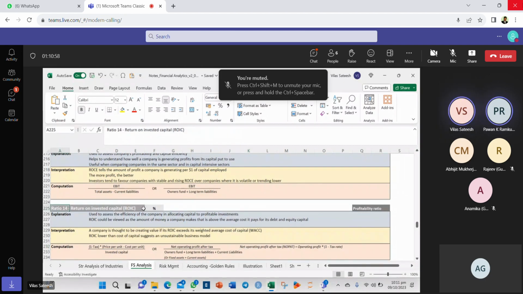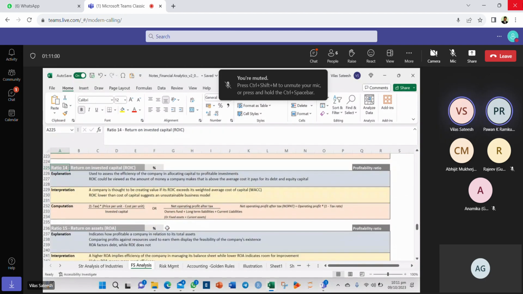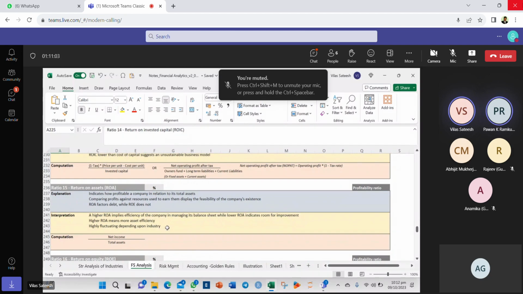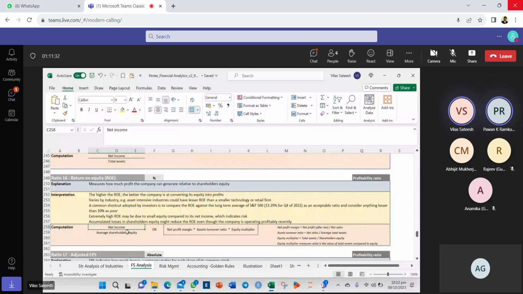Return on assets, again something similar to what we have seen before. How much return they're getting on their total assets. Again, net profit after tax divided by total assets. And a higher ROA means higher asset utilization. Return on equity, same concept. What is your average shareholder equity? That is your denominator, and what is your net profit? That will give you the return on $1 of equity that is available to the shareholder.